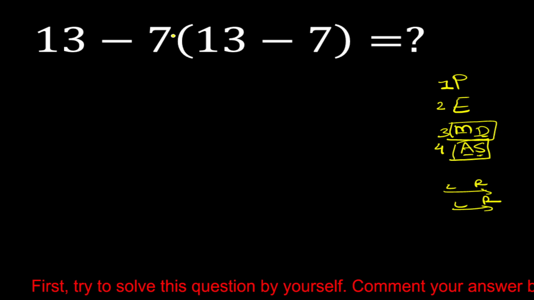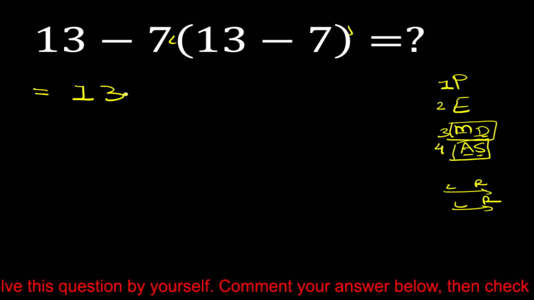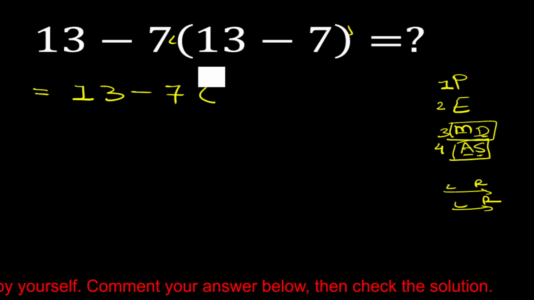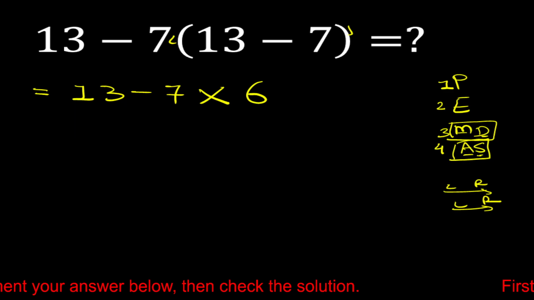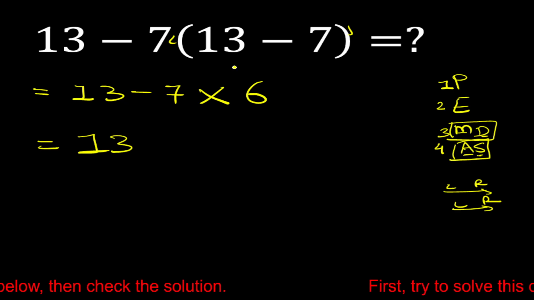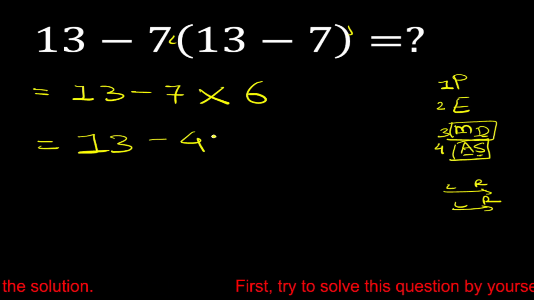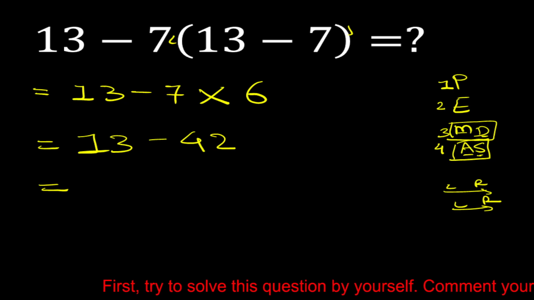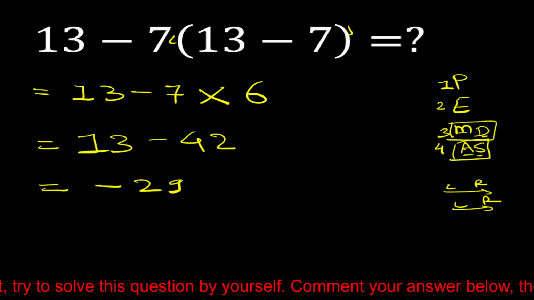Okay, so first we have to solve this parenthesis. Okay, so is equal to 13 minus 7. Now multiply 13 minus 7 is equal to 6. Okay, so is equal to 13. Now 7 multiply 6 is equal to 42 minus 42. So is equal to 13 minus 42 equal to minus 29. Okay, so the correct answer is minus 29.